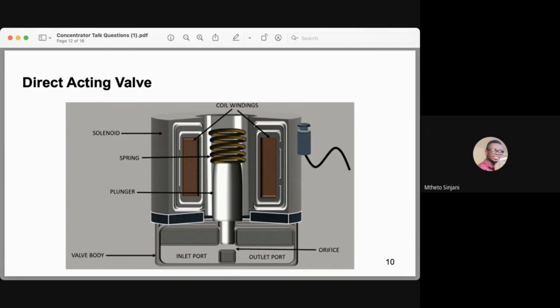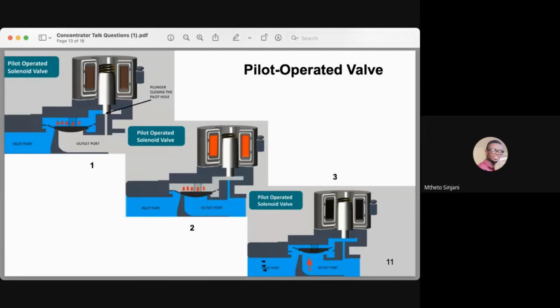So moving on to the next type of solenoid valve, which is a pilot operated valve. So this is the one we are interested in. These valves utilize system line pressure to open and close the main orifice in the valve body. The graphics we see there are just a step-by-step illustration of how this pilot valve works.